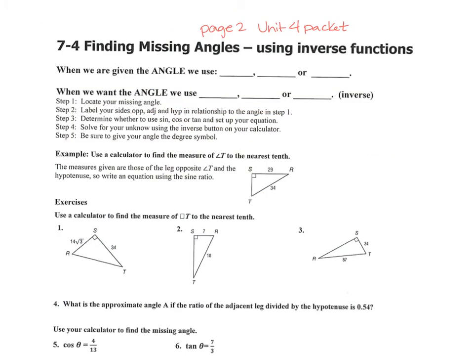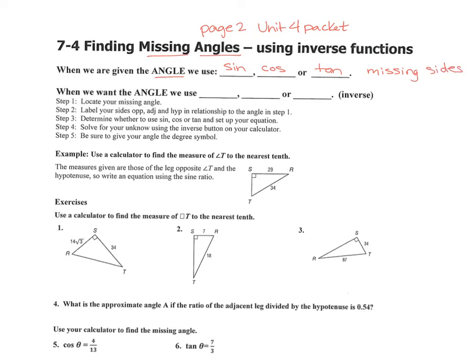Hi Geometry, this is page 2 of our Unit 4 trig packet. Sometimes we want to find missing angles in a triangle. When we're given an angle, as you saw on page 1, we used sine, cosine, or tangent to solve for missing sides.